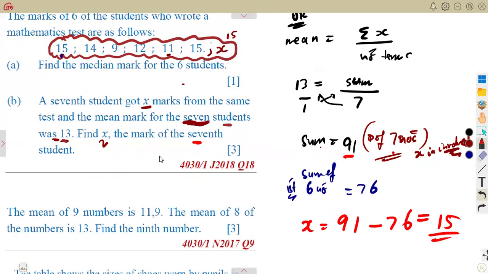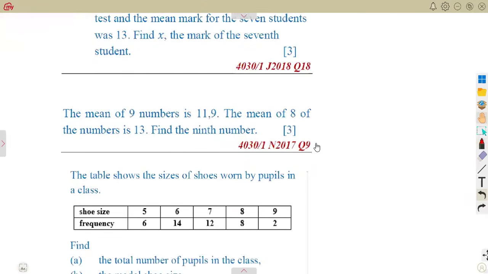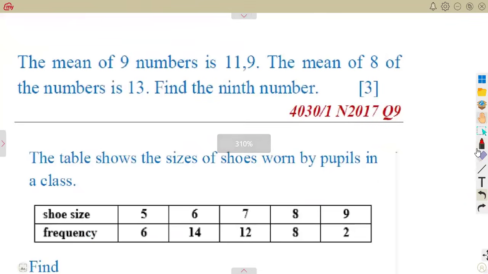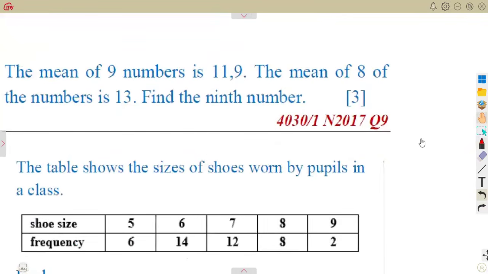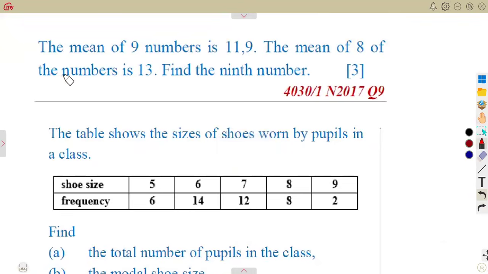Different ways of answering these questions. Different points of view can also be given. On another question, they gave us the mean of 9 numbers. If you understand this way, the last presentation that I just did, it is going to be easier for you to answer a question like this. They are giving you that the mean of 9 numbers is 11.9. The mean of 8 numbers is given. Find the 9th number.